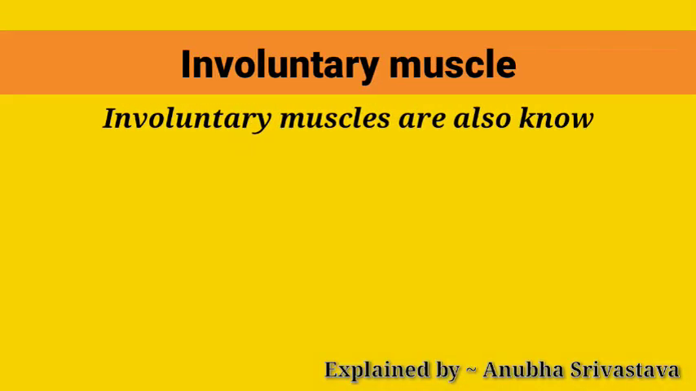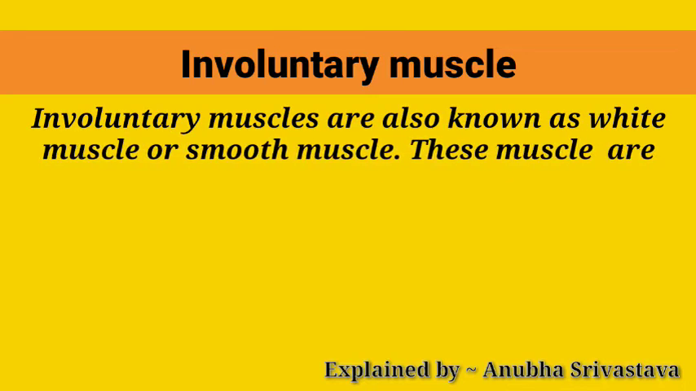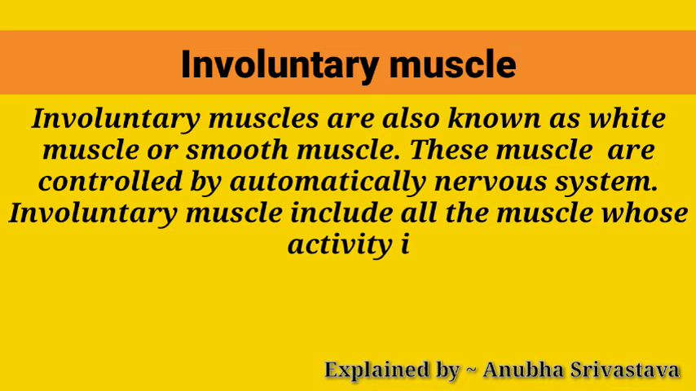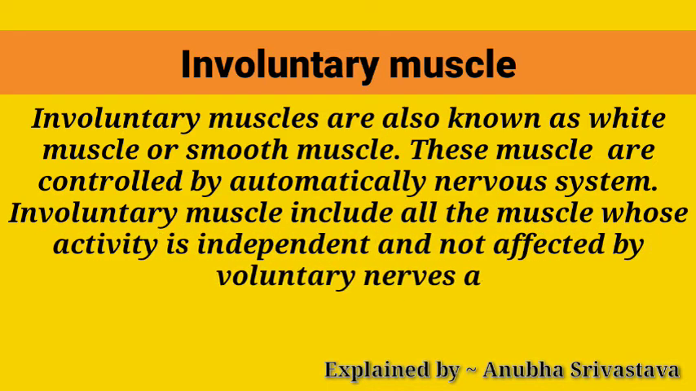Involuntary muscles are also known as white muscle or smooth muscle. These muscles are controlled by the autonomic nervous system. Involuntary muscles include all the muscles whose activity is independent and not affected by voluntary nerve activity.